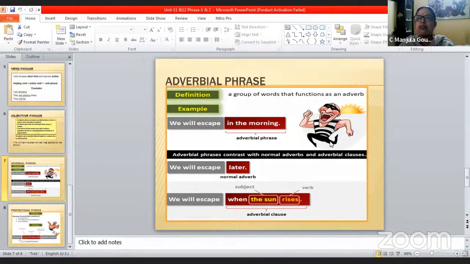He has understood the adverbial phrase, and again, let us repeat the sentences once again so that we don't get confused. A group of words that function as an adverb is called adverbial phrase. So let us look at this sentence. We will escape in the morning. In the morning is adverbial phrase. Now look at these two sentences. We will escape later. Later is a normal adverb. We will escape when the sun rises. So this becomes an adverbial clause. So the same sentence can be written in so many ways, so that you need to understand.